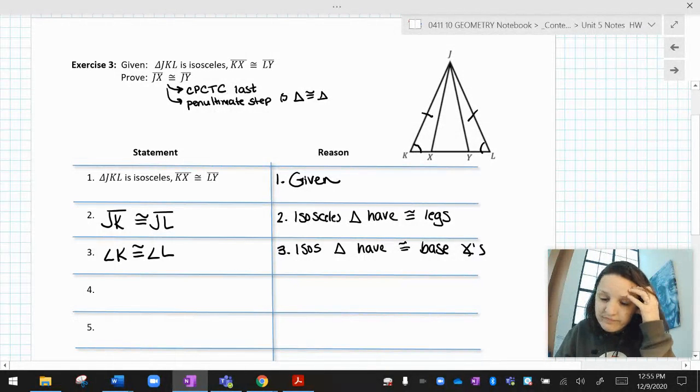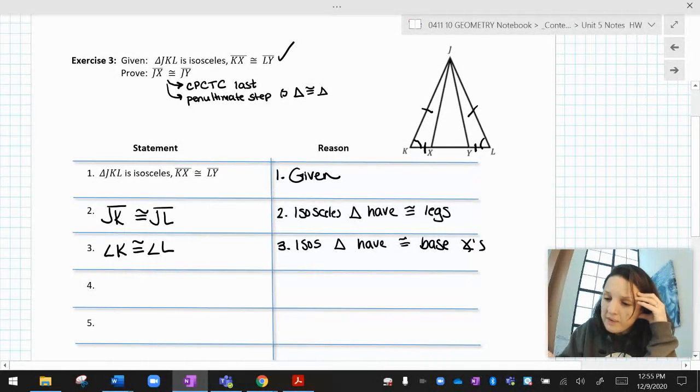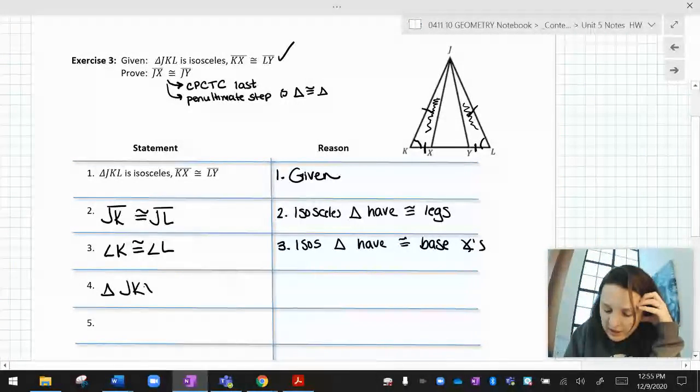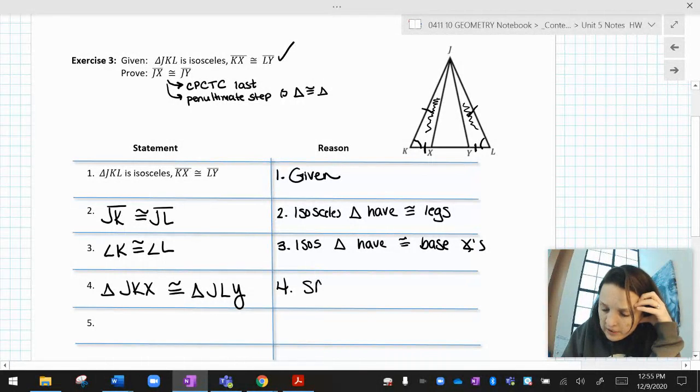Okay. And then they told us KX equals LY. Wow, this is a lot like that last one, huh? So those have to be equal. Fine. KX equals LY. Oh, but that was given. I don't even need to write it. Oh, and look at that. I have SAS. So while I'm here, I might as well say, you know what? These triangles now have to be congruent because I have SAS. So that tiny triangle I could call JKX. And if I call that one JKX, the other one would have to be JLY. And this is another SAS situation.